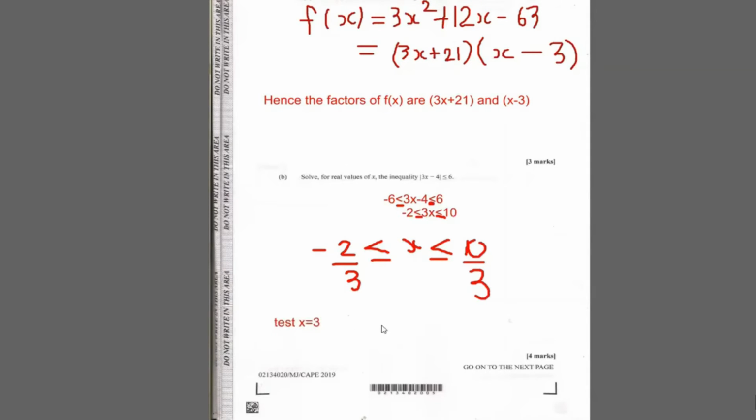Testing with x being 3, we're going to have 3 times 3 is 9. 9 minus 4 is 5. The modulus of 5 is 5. And 5 is less than 6. So good. All right, so x is between this.